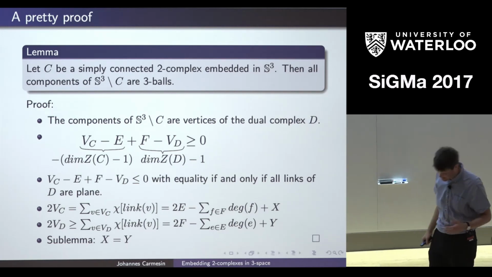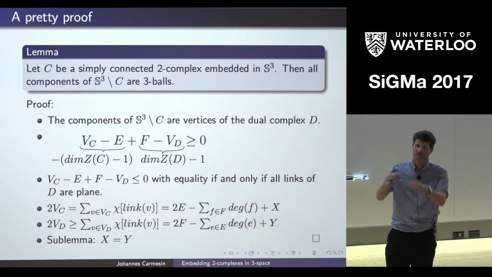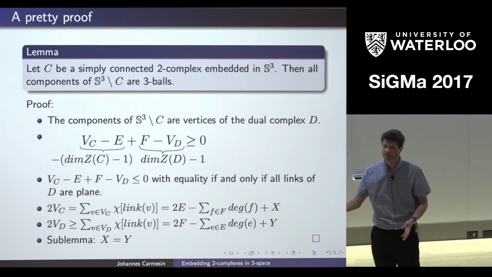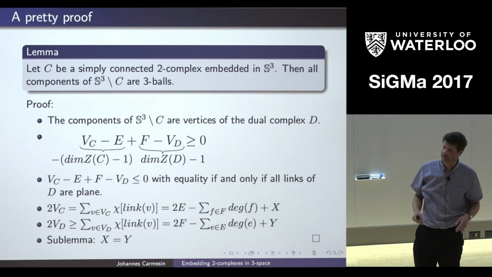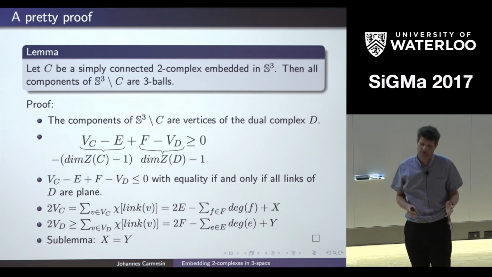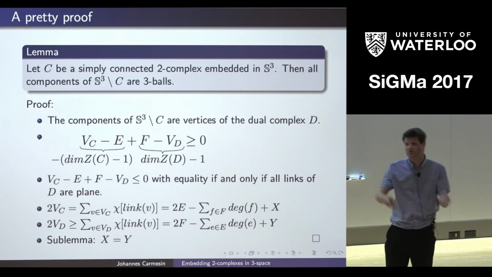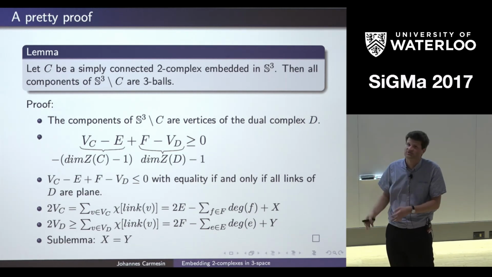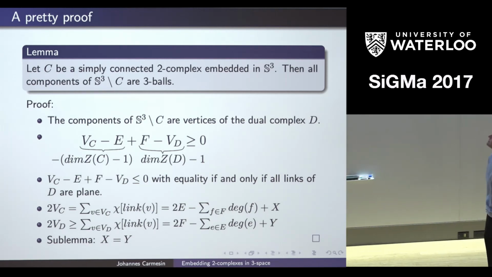All right, so let me summarize. So first, we translated the condition that all components of the embedding are spheres to a condition about the dual complex. And then we considered this alternating sum, which looks like Euler's formula. On one hand, we used the linear algebra computation to show that it's always greater or equal than 0. On the other hand, we used the topological argument to show that it's always less or equal than 0, with equality precisely when we have the condition that we wanted.